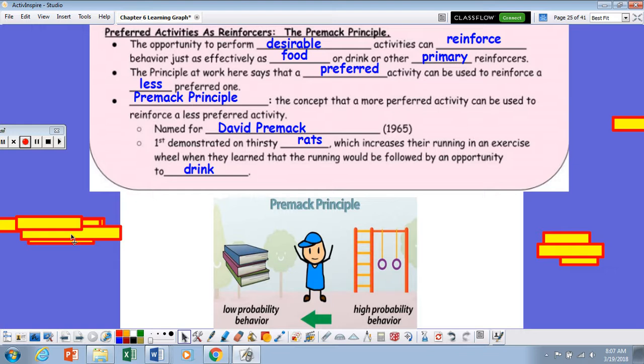Okay, so if you've ever had to study and you're like, man, I'd rather be on my phone, you might use this Premack principle in such a way where you tell yourself, if I study for 30 minutes, I'll give myself 5 minutes to check my email or text. And then the whole idea is that you're going to be reinforced to keep studying, knowing that you're going to have an opportunity to do something that you really want to do shortly after.